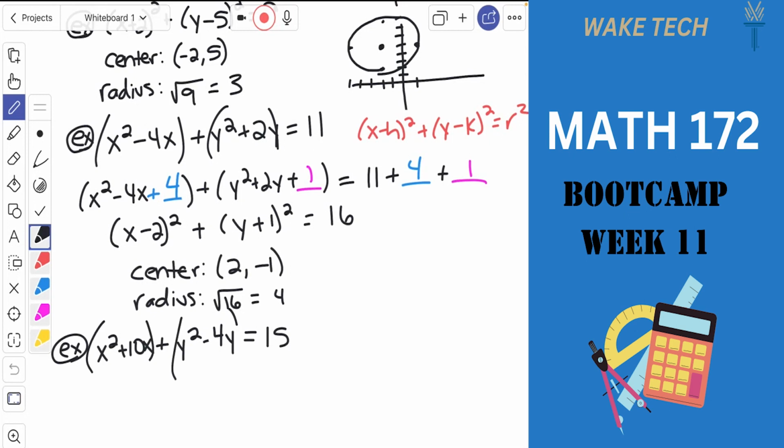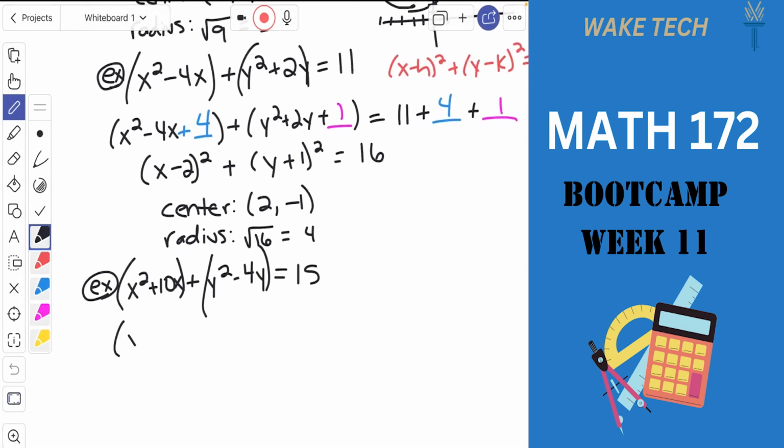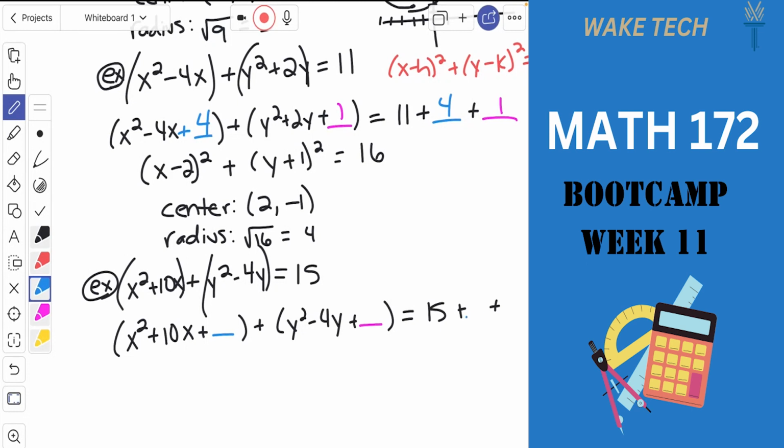So for the group of x's, we need to add a new term. For the group of y's, we also need to add a new term. And that means on the right side, we need to add 2 new terms. One for the x's and one for the y's.